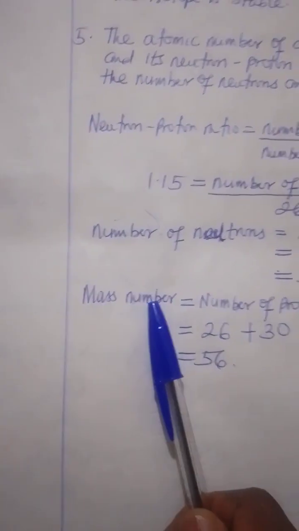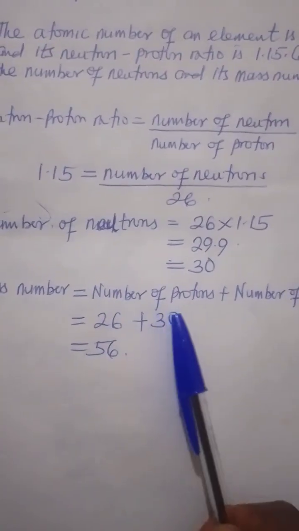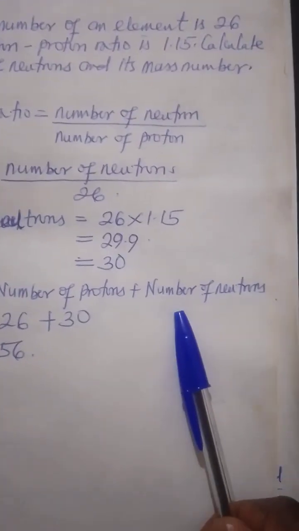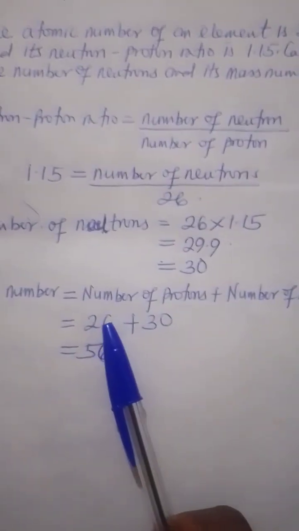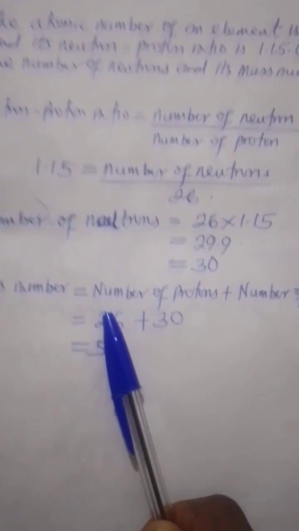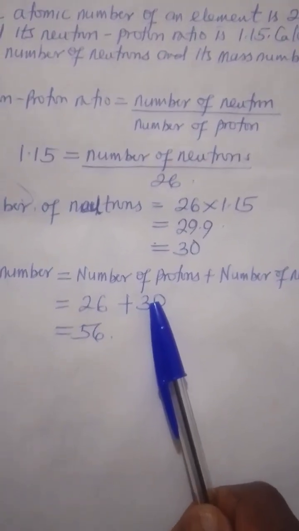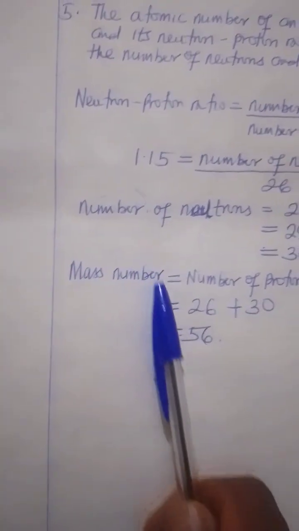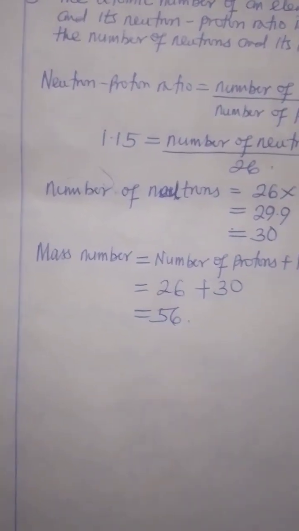So mass number then is number of protons plus number of neutrons. Number of protons, 26. Number of neutrons, 30. Our mass number then becomes 56.